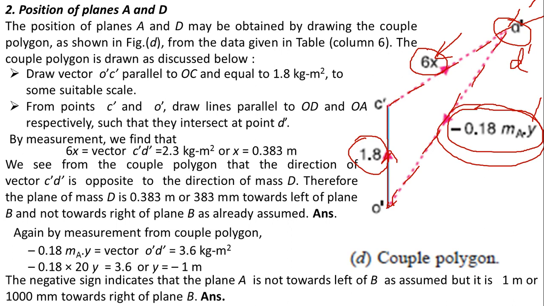By measurement, C dash D dash will be around 2.3, and it will be equal to 6x. So from there you will get the value of x as 0.383 meter. Then similarly minus 0.18 MA into Y: measuring O dash D dash, you get around 3.6. So vector O dash D dash is 3.6 kg meter square. Substituting the value of MA, we will get the value of Y. So Y you get minus 1 meter.